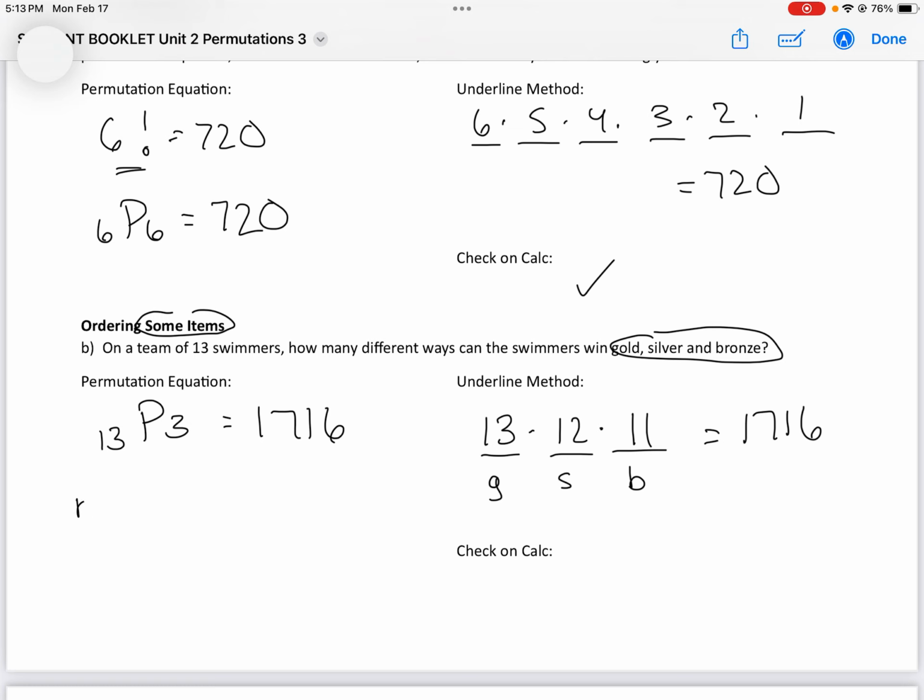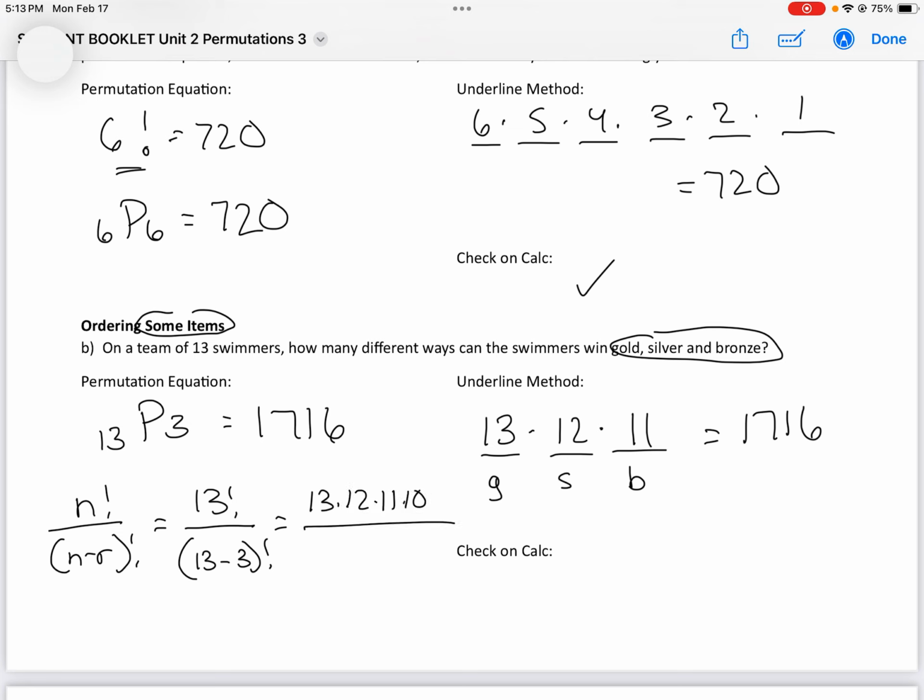The other way we can do it is n factorial over n minus r factorial, which is 13 factorial over 13 minus 3 factorial. So if you think about 13 times 12 times 11 times 10 and so on, that can be all over 10 factorial. These end up being the same thing. So our check is good. They all equal 1716. So there are multiple ways of doing this, and all of these ways are valid.